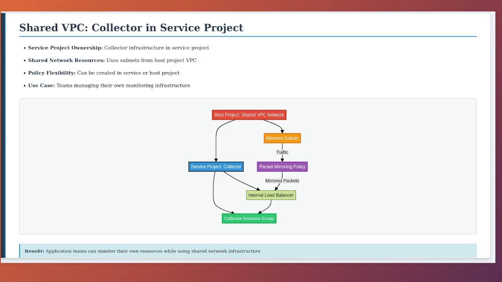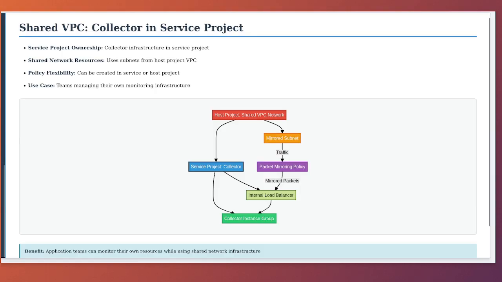In the topology shown in the diagram, we're looking at a specific shared VPC scenario where the collector destination is located in a service project. At the bottom of the diagram, we see the host project containing the shared VPC network. This VPC network has multiple subnets, and these subnets can be used by both the host project and attached service projects. At the top left, we see the service project for the collector.